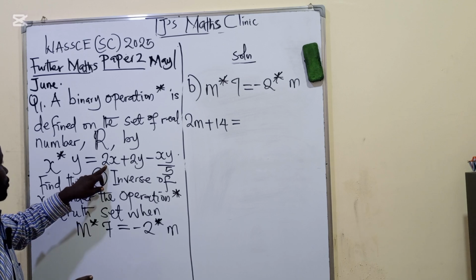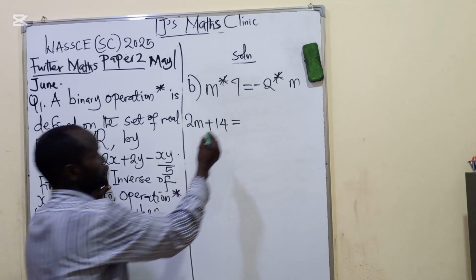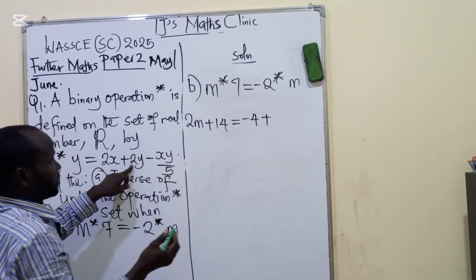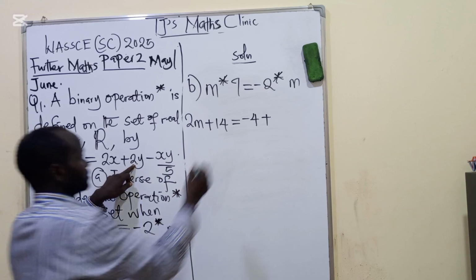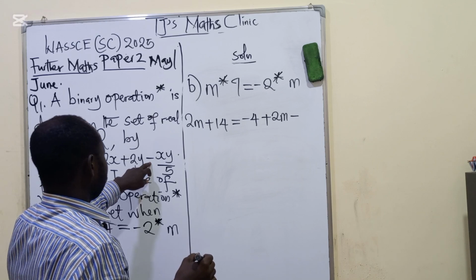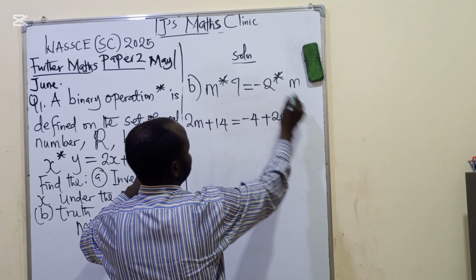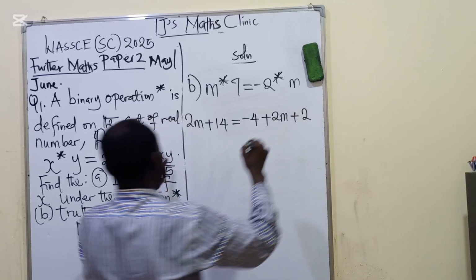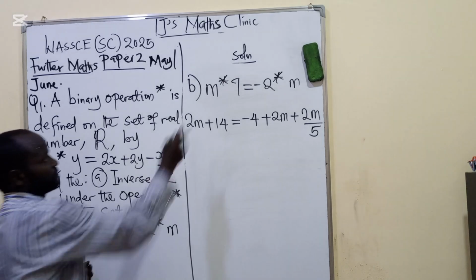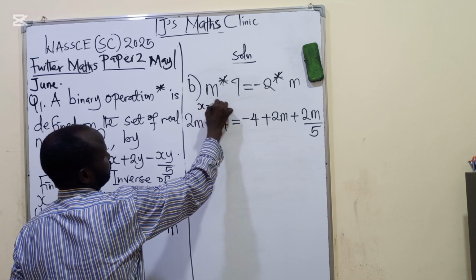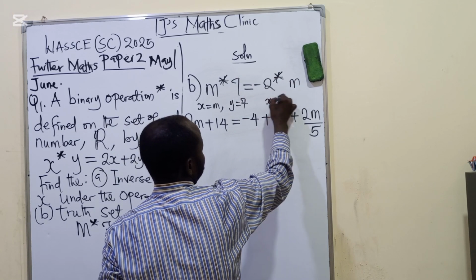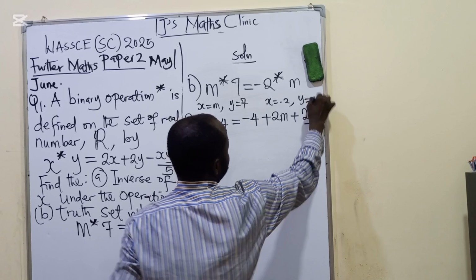So anywhere we see x, -2, that's 2 times -2, that will be -4, plus M now is y, that will be 2M, then minus x is -2, that will be +2, multiplied by y is M, that will be M, divided by 5. Very important. What are we saying? If we are relating this side, x is M, comma, y is 7. If we are relating this side, x is -2, comma, y is M. That's what I just did.